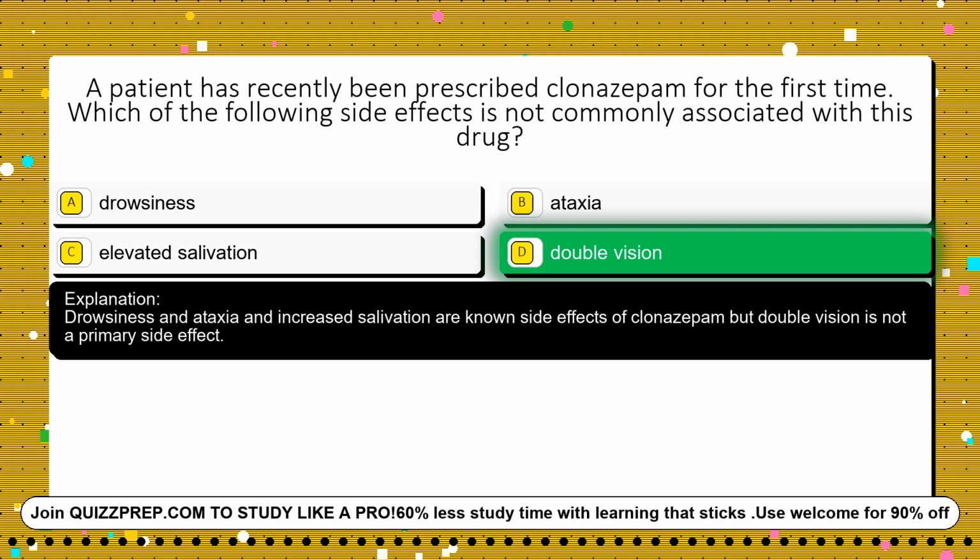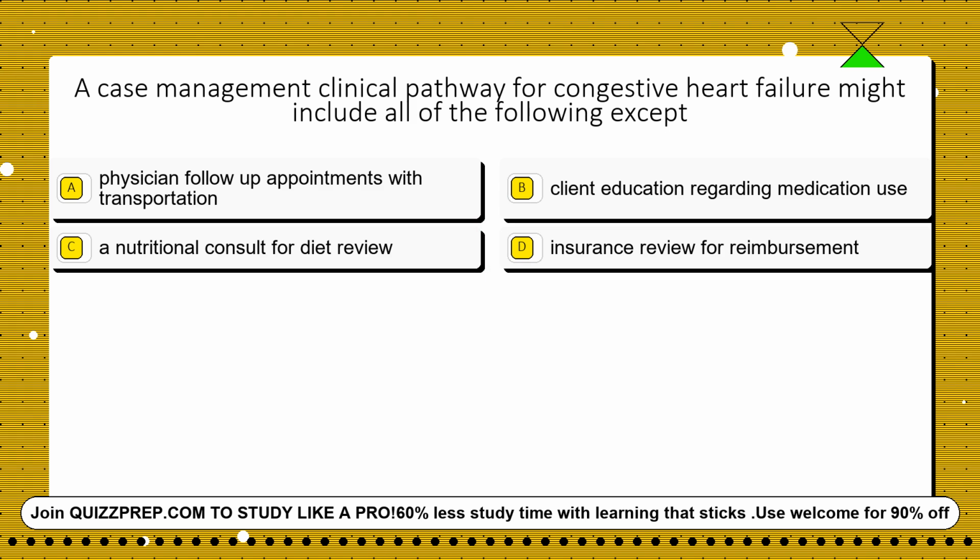Question 18. A case management clinical pathway for congestive heart failure might include all of the following except: Option A, physician follow-up appointments with transportation. Option B, client education regarding medication use. Option C, a nutritional consult for diet review. Option D, insurance review for reimbursement.